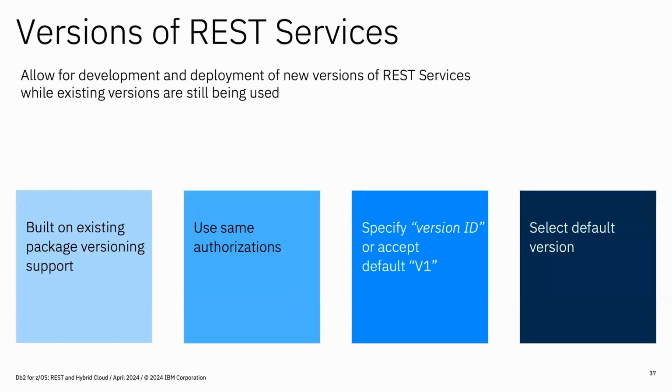So it's built on existing package versioning support. You'll use the same authorizations that you would have been using as well. You can specify the version ID. That's going to be something associated with versioning: there will be a version ID. The default is V1, then V2, V3. You can name it anything you like, Fred, Velma, Scooby-Doo. And then you can also select the default version. So let's say you've created a REST service, the default is V1, you've updated it, created version 2 of that service, and you like that one better, you can select that to be the default version.